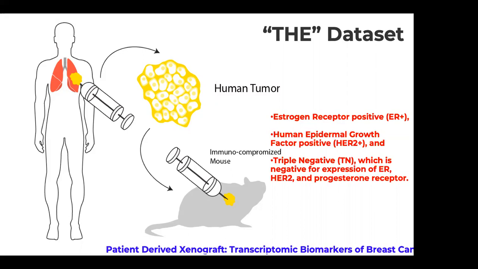For the full data set, we will take only 2 subtypes, as I said, which in these 2 data sets are 7 samples of ER positive and 13 samples of TN negative. Okay.